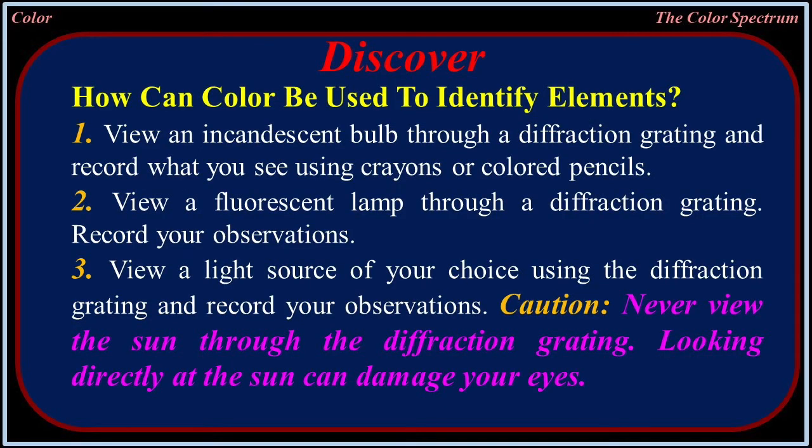Discover: how can color be used to identify elements? View an incandescent bulb through a diffraction grating and record what you see using crayons or colored pencils. View a fluorescent lamp through a diffraction grating. Record your observations. View a light source of your choice using the diffraction grating and record your observations. Caution: never view the sun through the diffraction grating. Looking directly at the sun can damage your eyes.